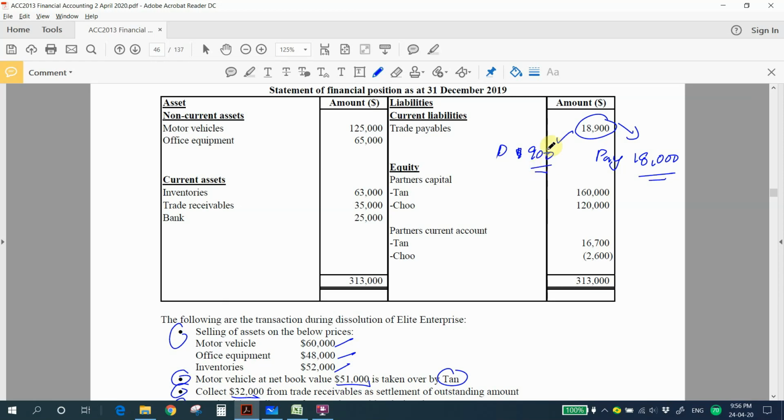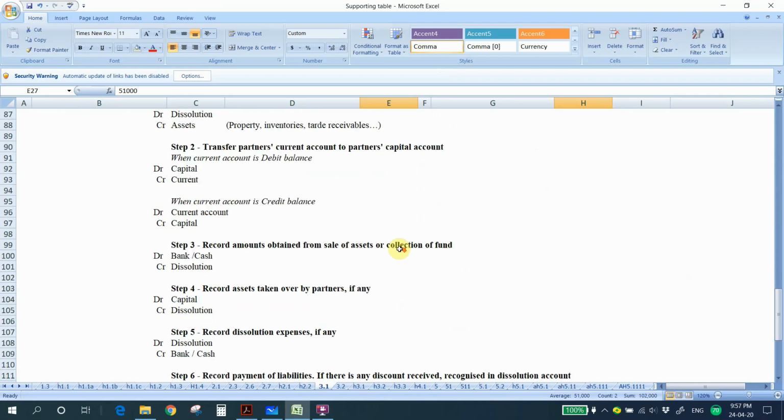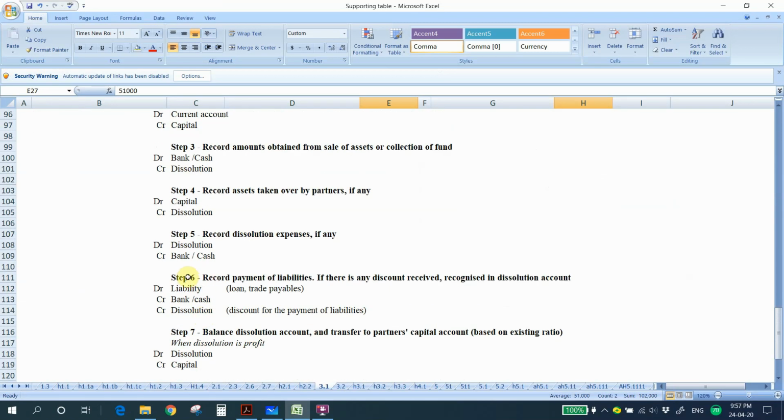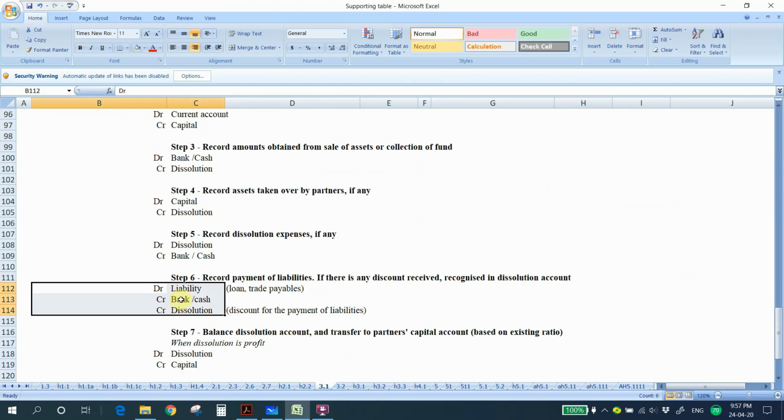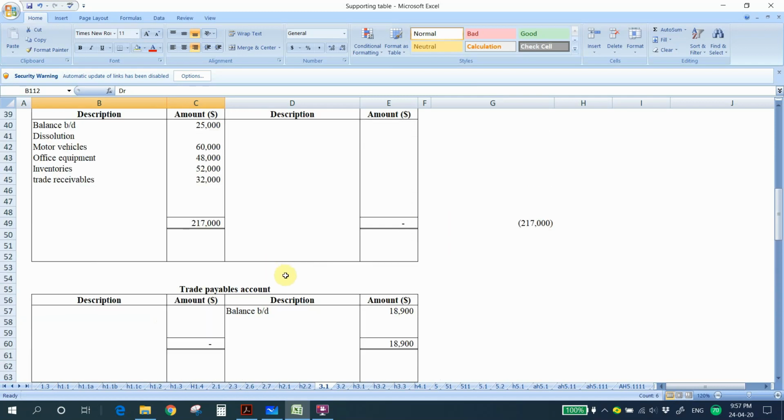So for this one, this refers to step 6. Record payment of liability. When you have a discount, you need to recognize in dissolution account. So this is the double entry. We debit the liability, credit bank account and dissolution account. So let's record the payment first.